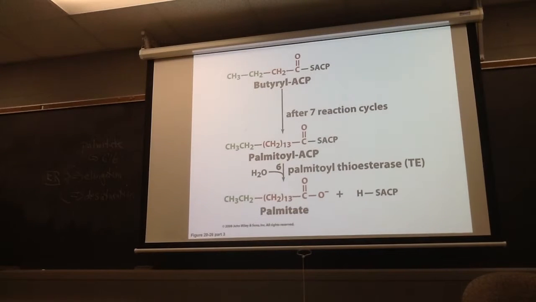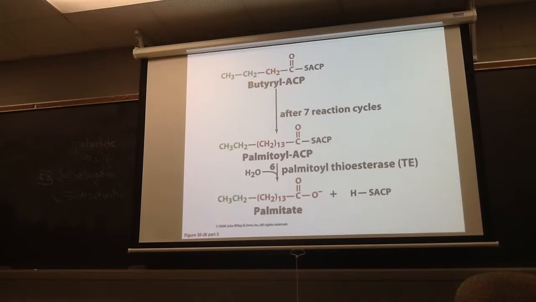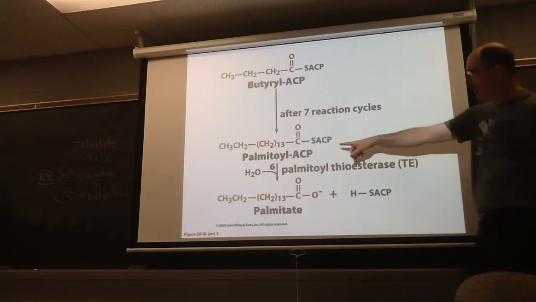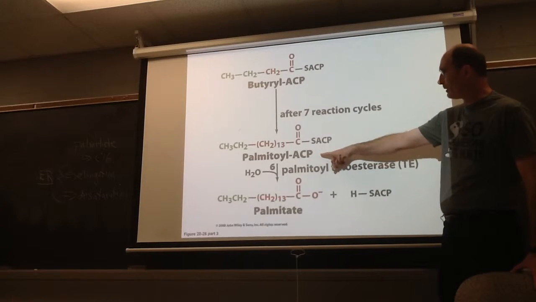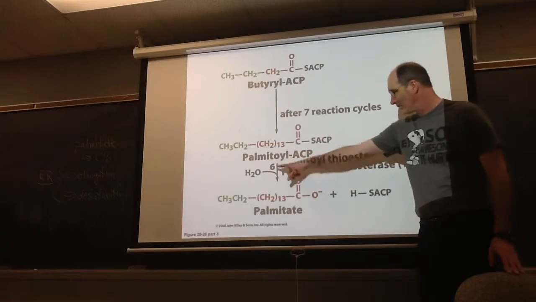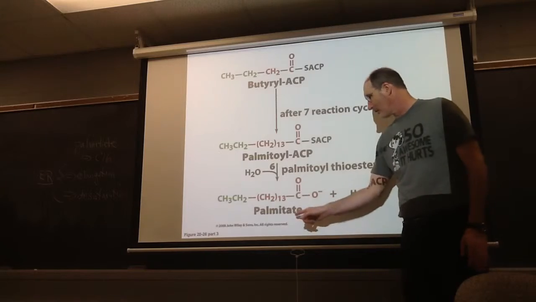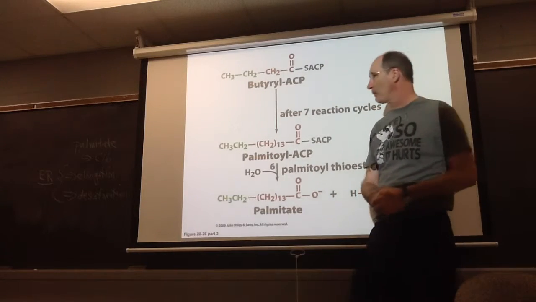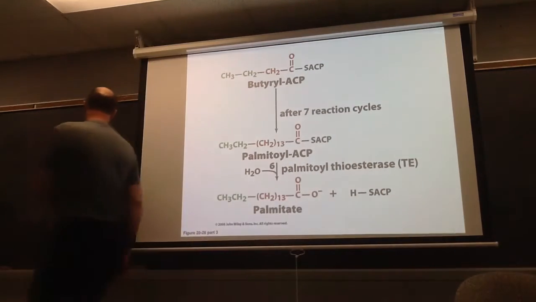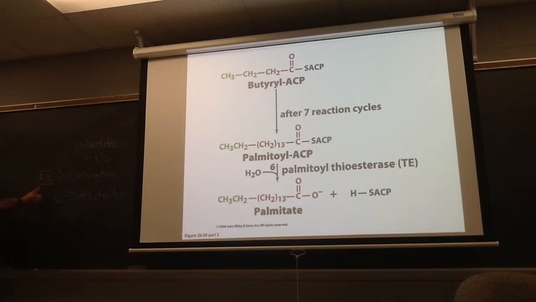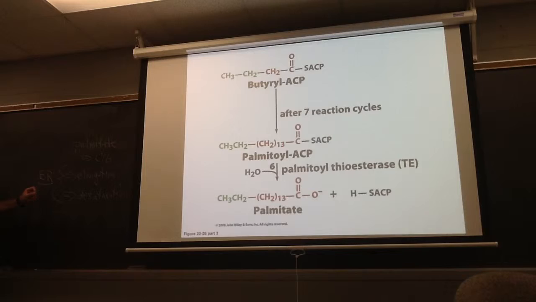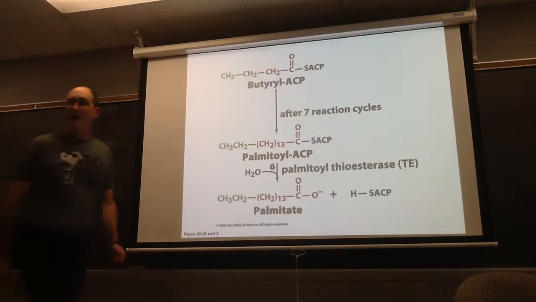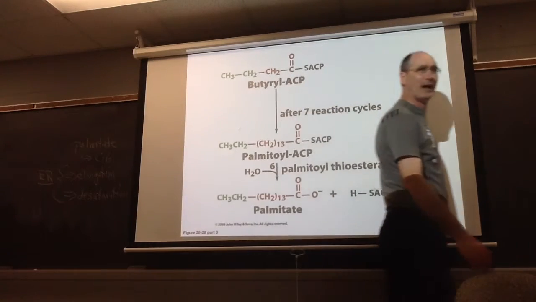So that continues. We get 7 reaction cycles to get the palmitoyl acyl protein. When you get the palmitate, the thioester is hydrolyzed, that is released as palmitate. Any further elongation and desaturation occurs in the endoplasmic reticulum. Are we going to talk about how that occurs? We're going to talk a little bit about how it occurs. Depends on how it's going. I'm running out of time, though.